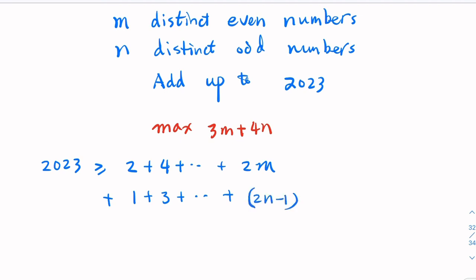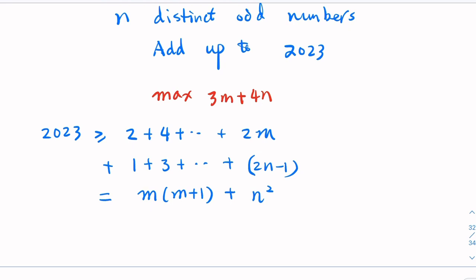So if you do the sum, the first one is going to be m times m plus 1. And for the odd numbers, we know that the first n odd numbers add up to n squared, perfect squares. All right, so here I would like to complete the square. Why? You're going to find out in a minute. So what we do here is m squared plus m, and in order to complete the square, we have to add 1/4 to it.